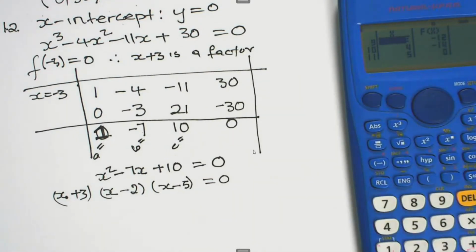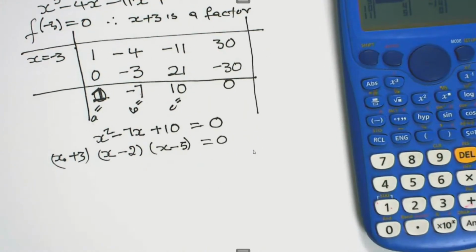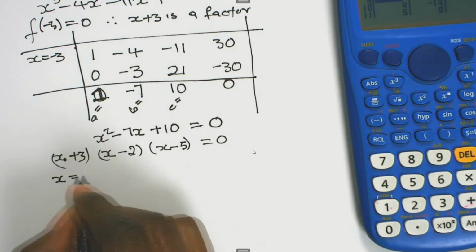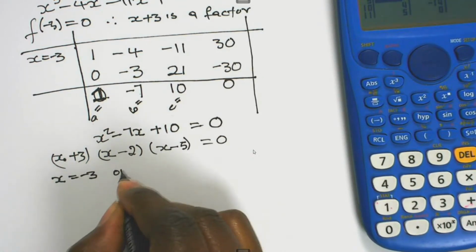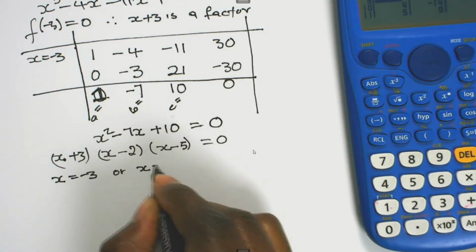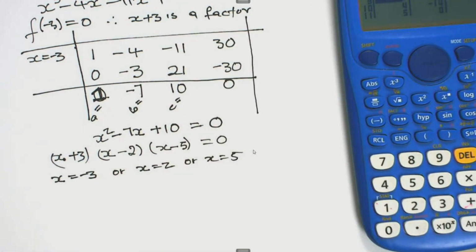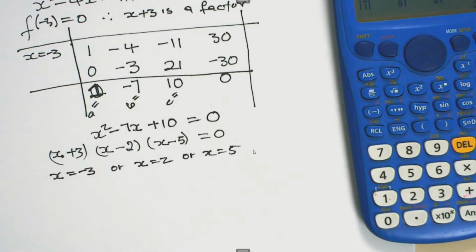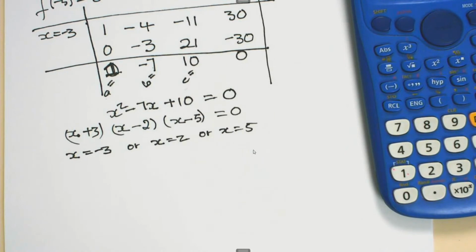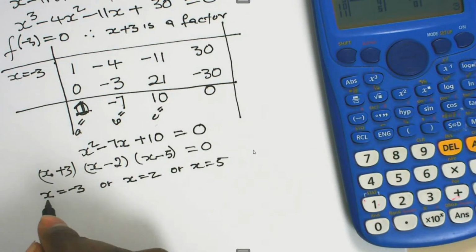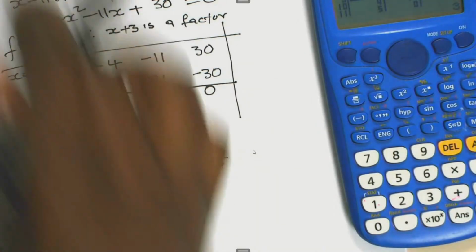All right, now this is what we have. And then it means for this one, therefore, by the zero factor law, x is equal to minus 3, or x is equal to 2, or x is equal to 5. Now we have our x-intercepts. Remember, we are going to sketch the cubic function. I'm going to encourage you learners to write this in coordinate form as we did with the y-intercept.